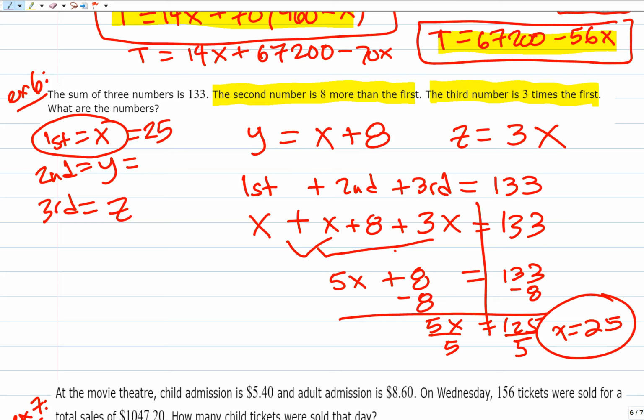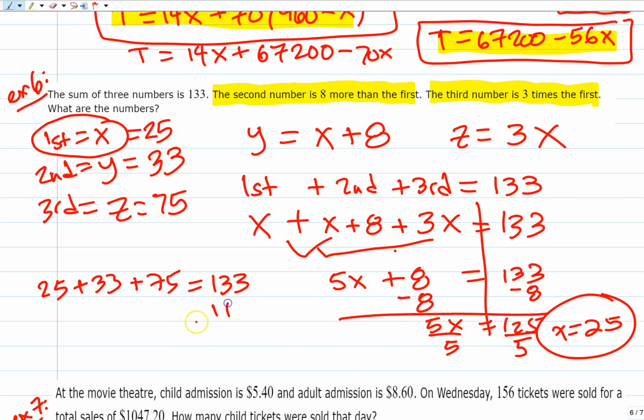What's 8 more than 25? See how this works? And what's the third number? Three times that, 3 times the first number. So 3 times 25. Are these answers right? Because they should total what? 25 plus 33 plus 75 should total 133, does it? See, that one wasn't so bad.